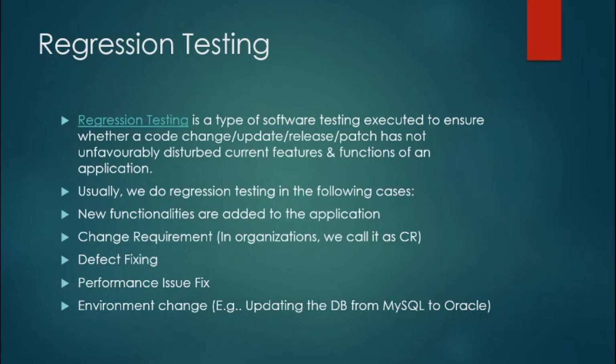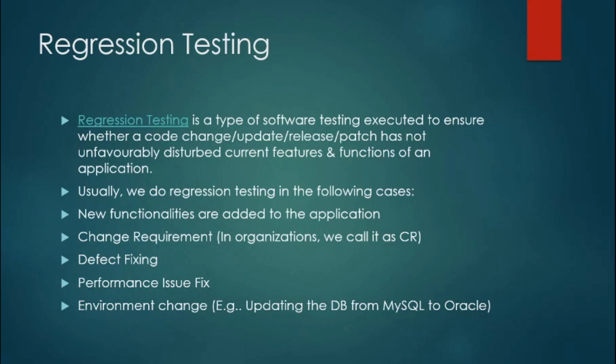Also for defect fixing, performance issue fix. For example, if a lot of code changes were done, because of which the load time or the performance of the application got degraded because of the larger number of lines of code. So if there is a performance issue fix, at that time also we have to perform regression testing to make sure that if the developer has reduced some lines of code, it may not have removed any functionality, and all the functionality is working fine.